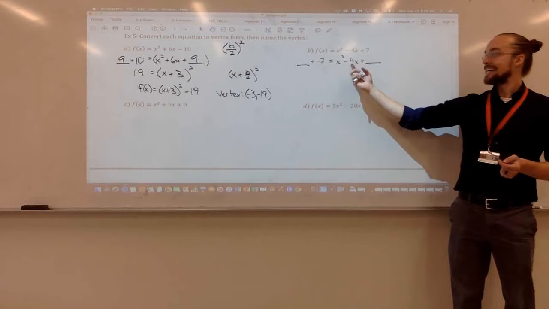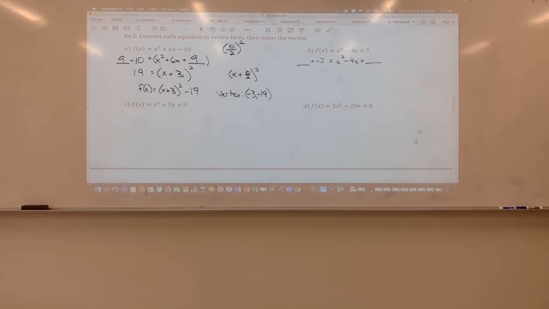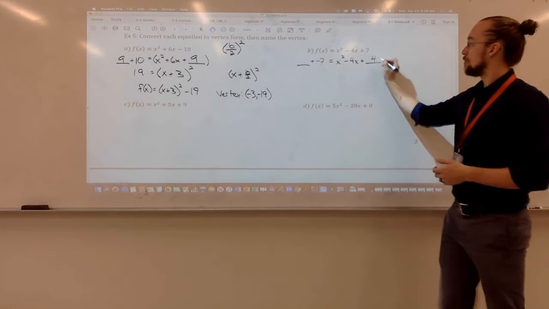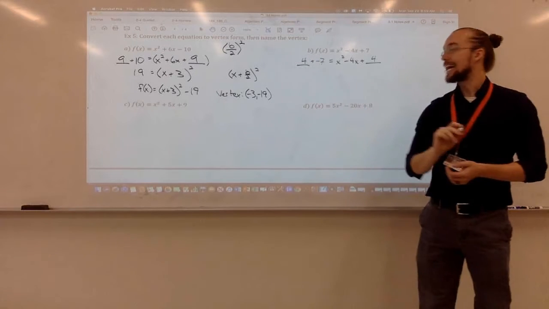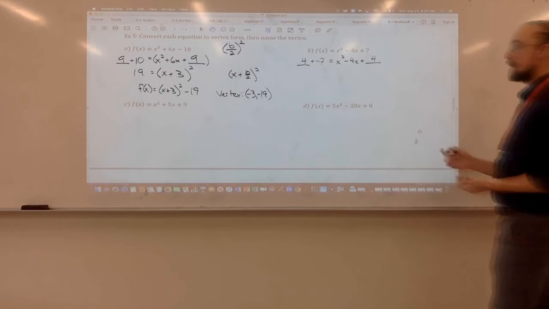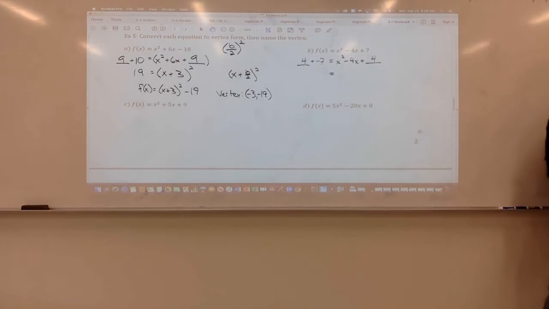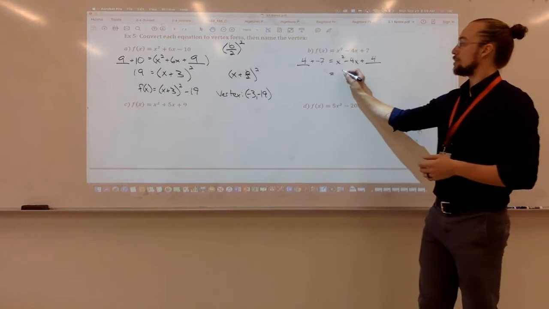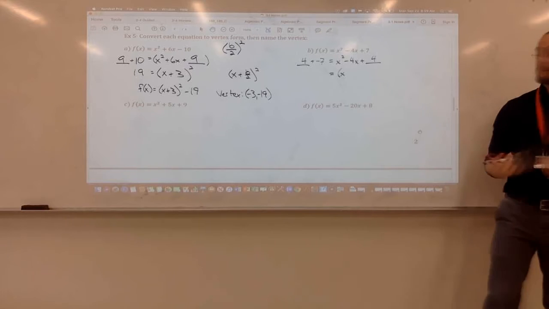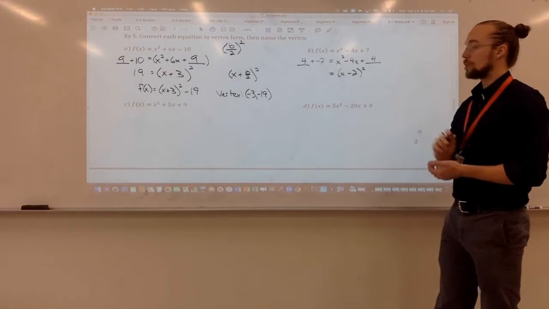To do that, I take half of my b term, so half of negative 4 is negative 2, and square it. So negative 2 squared is positive 4. So I'm going to add 4 to both sides of the equation. Now, what we created over here is a perfect square trinomial. So this will factor into x, whatever half of b was. We said half of b was negative 2, so this will be x minus 2 squared.